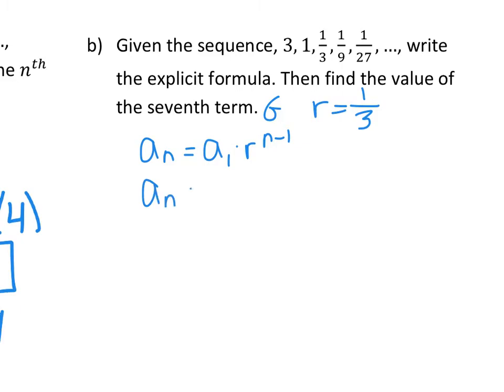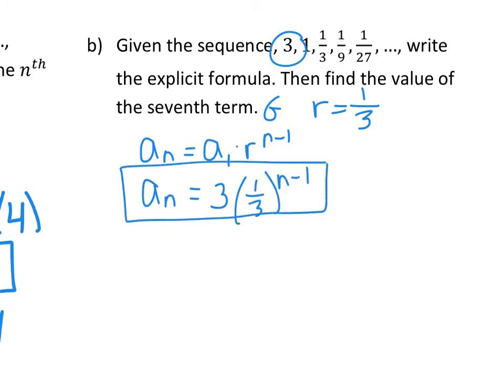So a sub n equals, my first term is 3, r is 1/3, and I'm raising it to the n minus 1. That is the formula. There's nothing that you can simplify. You cannot do 3 times 1/3 because 1/3 has an exponent. So you have to leave it as is.